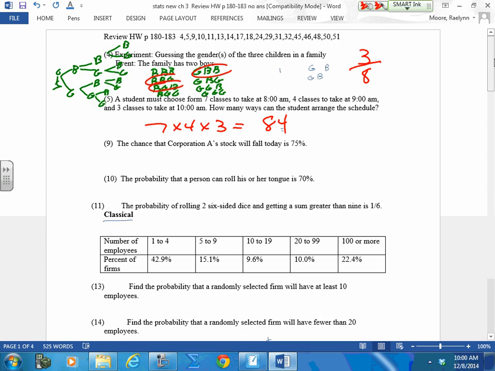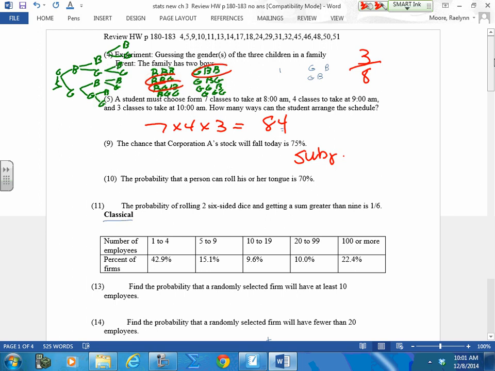Okay, so the chance that A's Corporation stock will fall today is 75%. What type of probability is that? Subjective. If it was empirical, they would be just looking at, like, today, but they're looking at other things, the market in general, the patterns that they read. That would change. Like, they threw this in to say, yeah, probably.